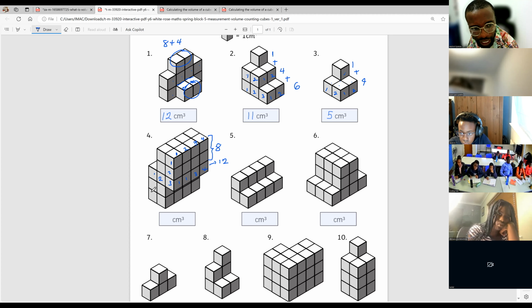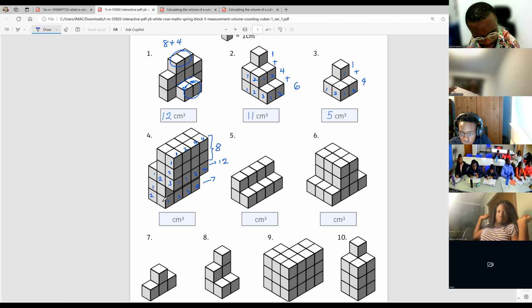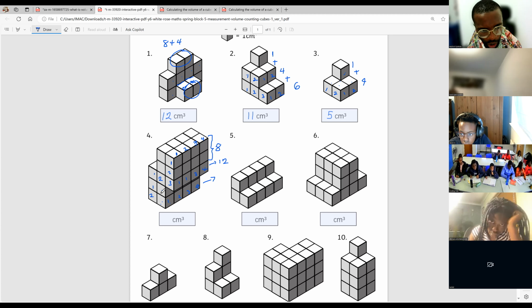Now, the bottom layer, we have 1, 2, and we have 1, 2, 3. We've got the other side on the same view. This is 1, 2, then 1, 2, 3, 4. This is 4 times 4, that is 16. So everything here is 36.